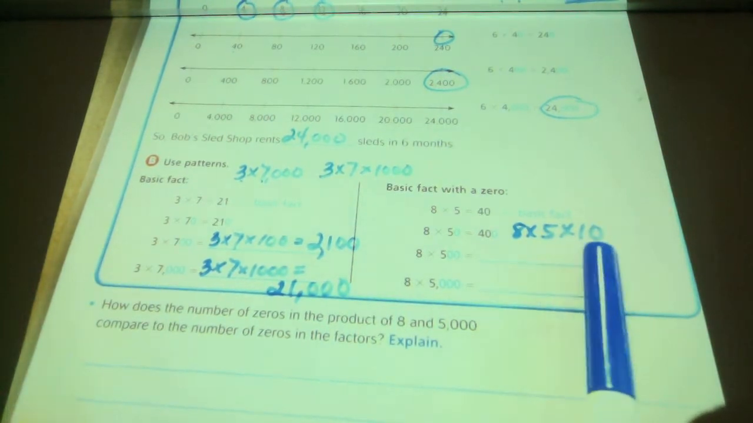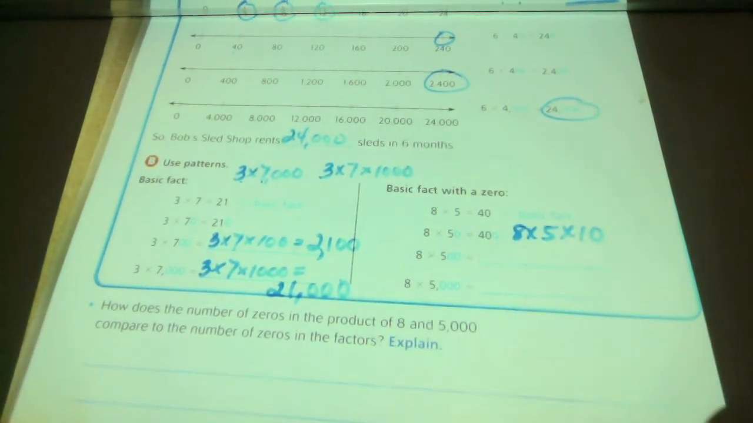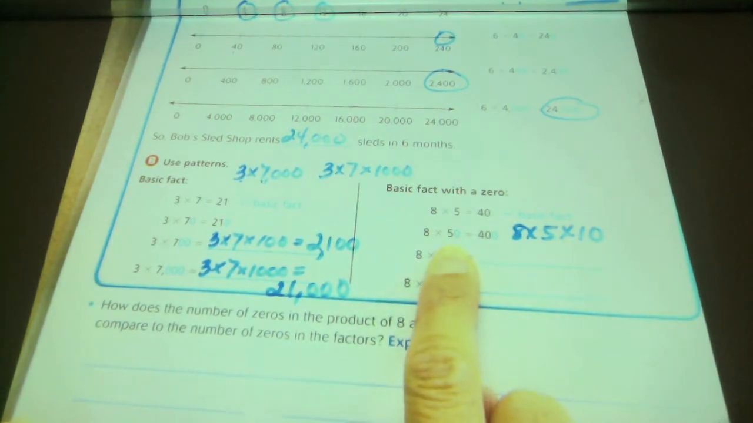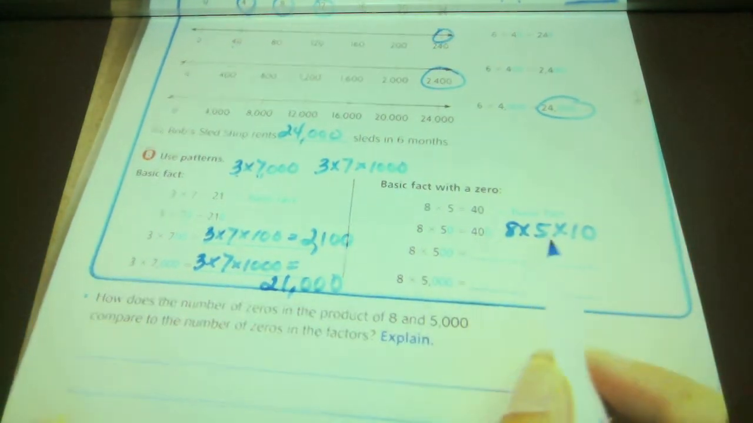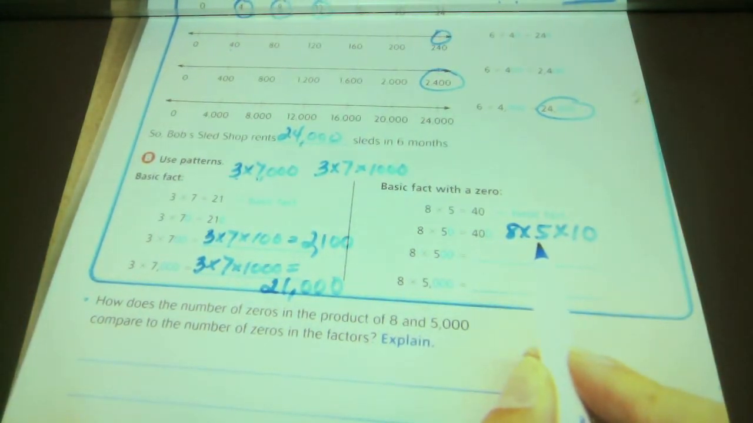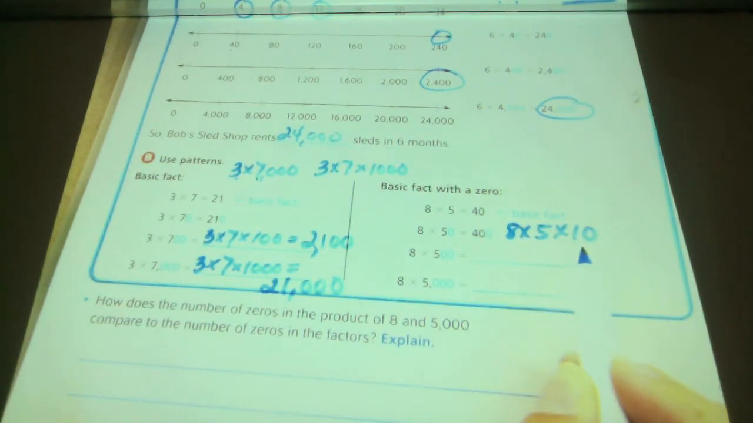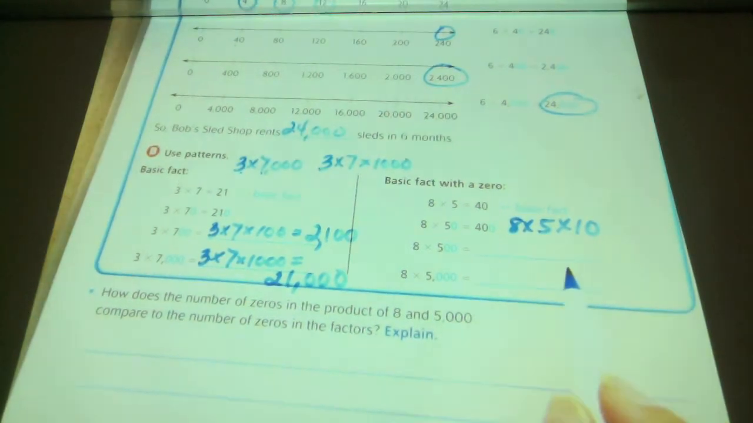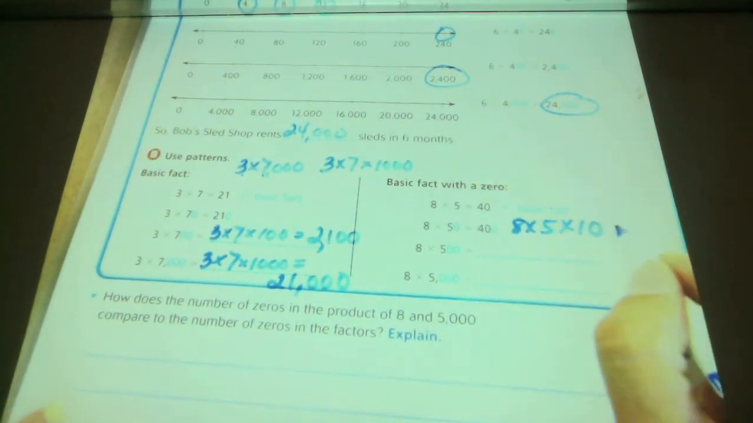Because 5 times 10 equals 50. The reason I could say 8 times 5 times 10 is because this 50 is 5 times 10. Okay? 8 times 5 again was 40. 40 times 10. What is 40 times 10? 400.